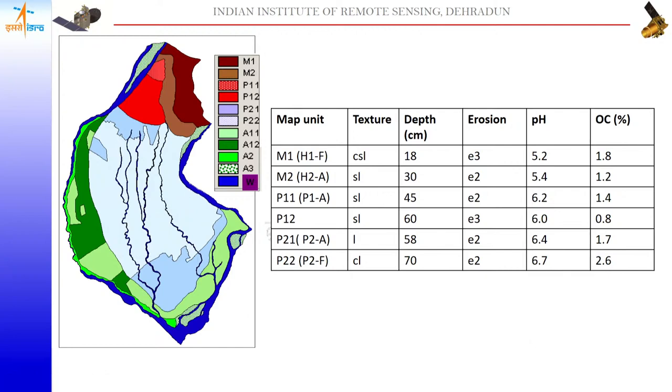So by visual interpretation we prepare the soil map, the physiographic soil map. This is the physiographic soil map, and for each soil map unit we have studied the soil characteristics, and now we are able to prepare the soil map and soil characteristics map. You can see the map units, that is the soil physiographic units, and what the texture of the soils is, depth of the soils, erosion, pH, organic carbon and many more properties you can analyze from those soil samples.